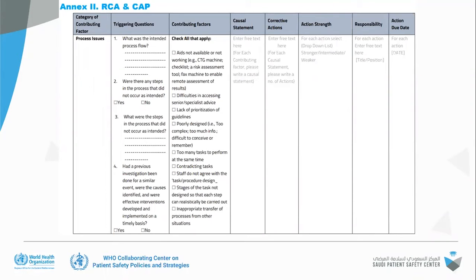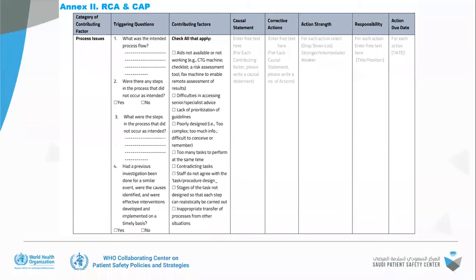The second question is, were there any steps in the process that did not occur as intended? So also we have to check if there is any, if it's yes or no. What were the steps in the process that did not occur as intended? Write your details. And the next column, you have contributing factor. So these are the factors that affected the process issue and affected this category.